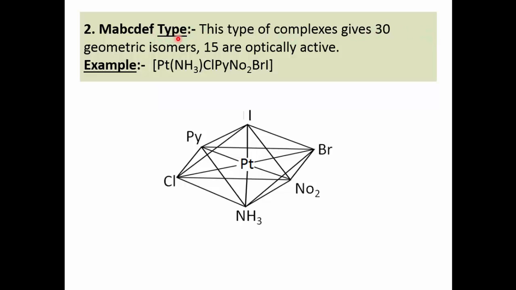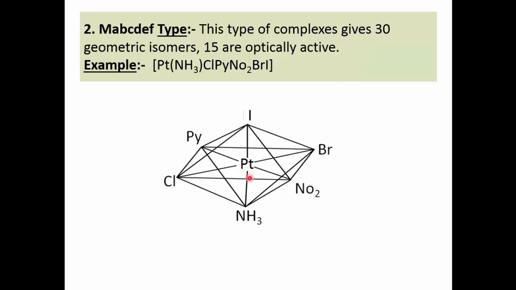All ligands are different. Okay, see to this platinum, all monodentate ligands are different. They are coordinated to platinum. Ammonia, chloride, pyridine, NO2 as well as bromide and iodide ions are coordinated to platinum. This type of complexes gives 30 geometric isomers. Out of that, 15 are optically active.